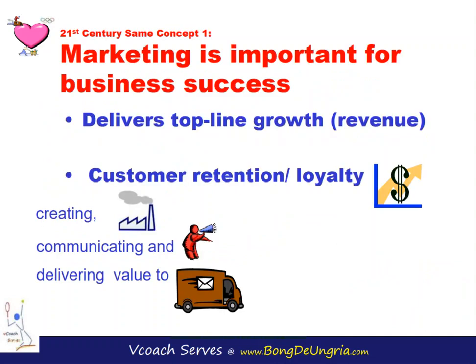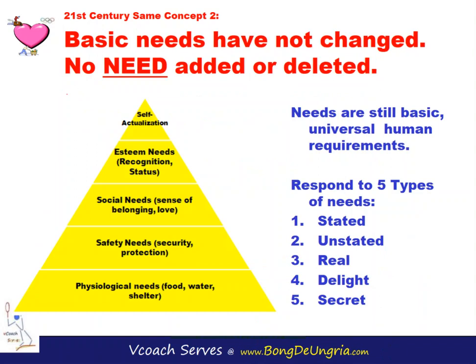It's still about delivering top line growth, creating, communicating, and delivering value so that customers are retained and become loyal, and we have repeat sales for the company. What's also the same is the needs have not changed. Nothing's been added or deleted. Okay, needs are still basic universal human requirements, and there are 5 types of needs. No, they're not new needs, just types of needs: stated, unstated, real, delight, or secret.